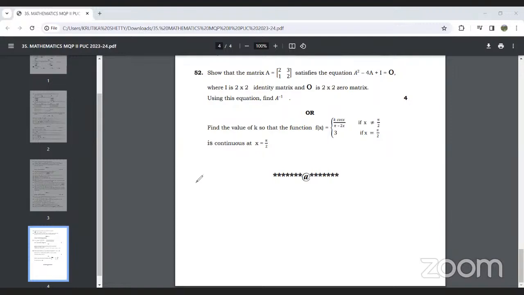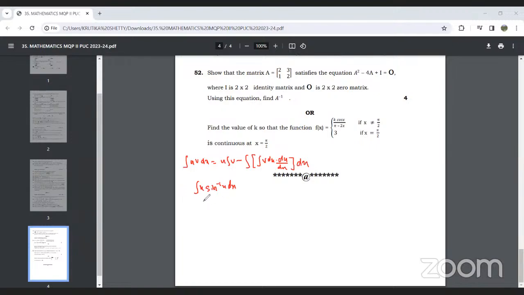In the previous class we used this rule: x sine inverse x dx. The integration by parts statement is: integral of u v dx equals u into integration of v dx minus integration of v dx into du by dx dx. This is the formula, and by making use of it we can simplify easily.